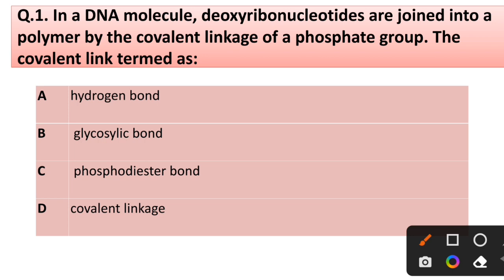Question number 1. In a DNA molecule, deoxyribonucleotides are joined into a polymer by the covalent linkage of phosphate group. The covalent link is termed: hydrogen bond, glycosidic bond, phosphodiester bond, covalent linkage. And the correct answer is option C, phosphodiester bond.